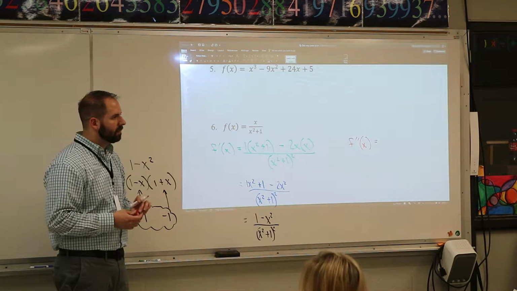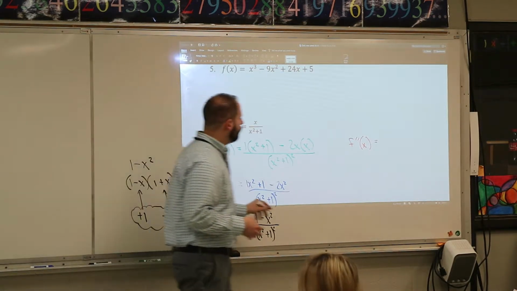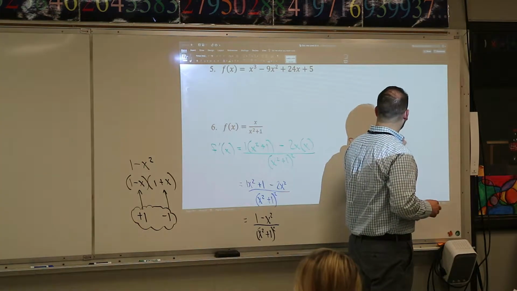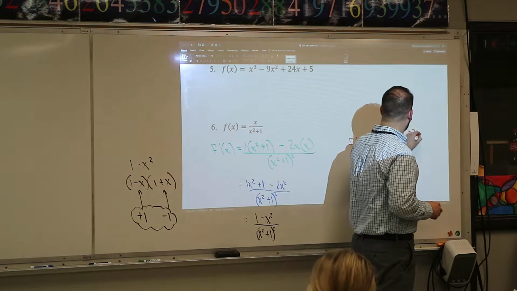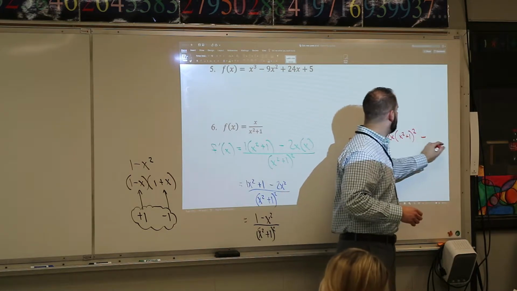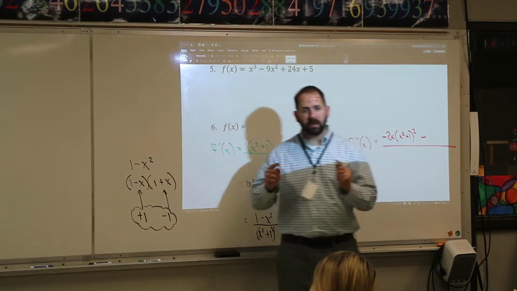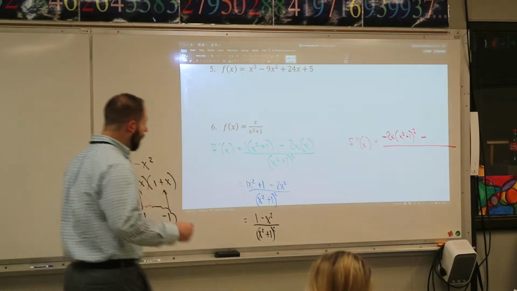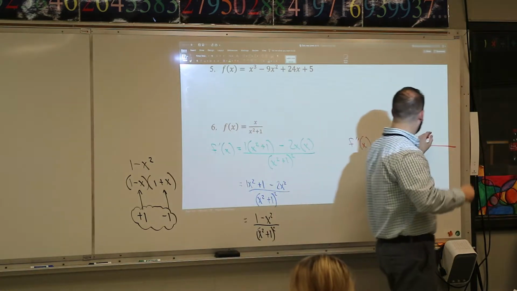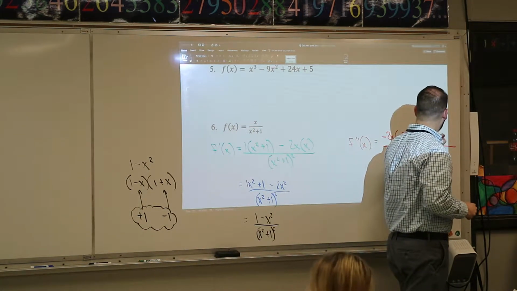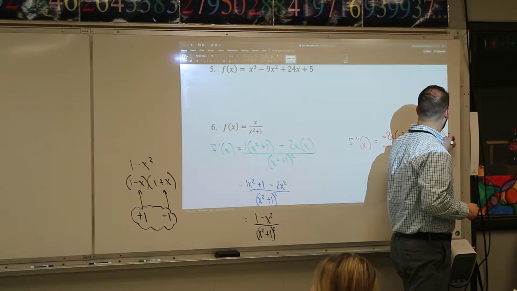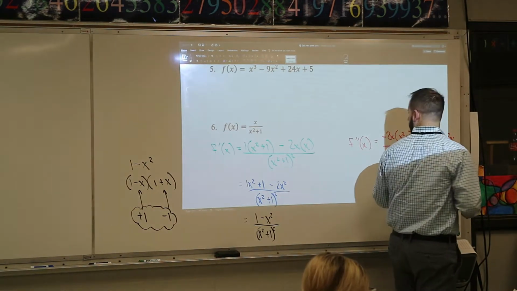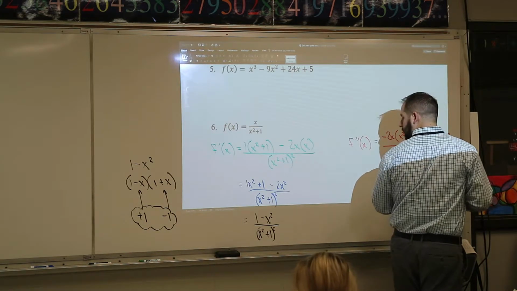That's going to be negative 2x. Derivative of the top, negative 2x, times the bottom, 2x squared plus 1, minus the derivative of the bottom. It's the derivative of the top times the bottom, minus the derivative of the bottom times the top. The derivative of the bottom is 2 out front, then x squared plus 1 times 2x, because that's the derivative of the inside.